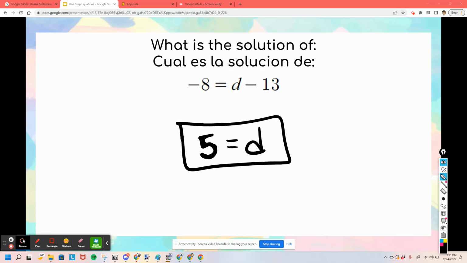All right. The next lesson, the one that's going to post tomorrow, is one-step inequalities. If you have any questions on that, don't hesitate to message me.